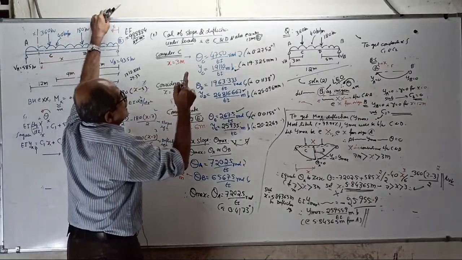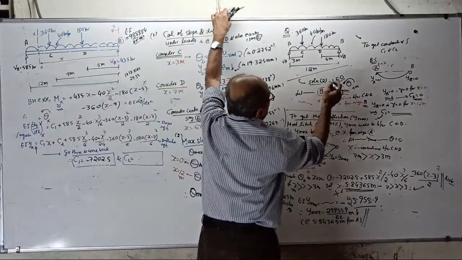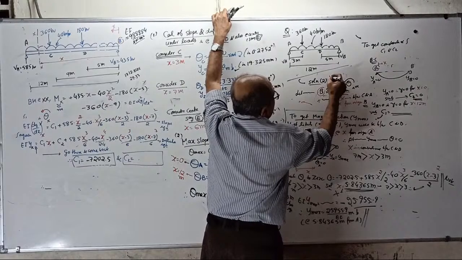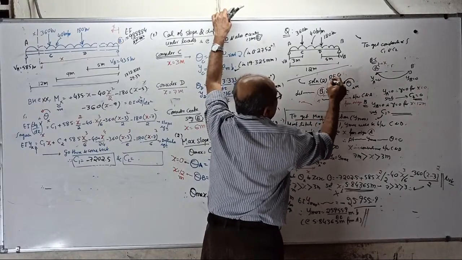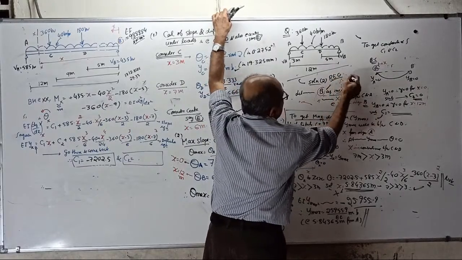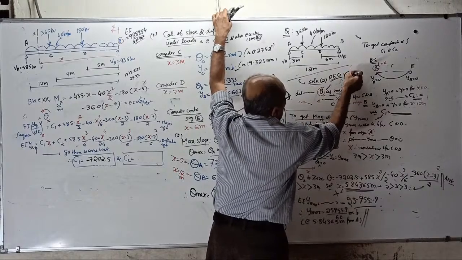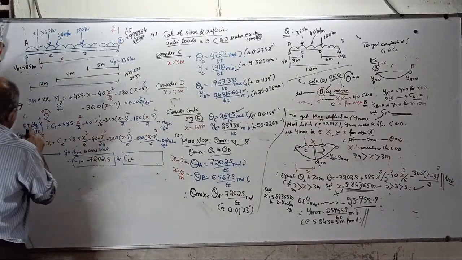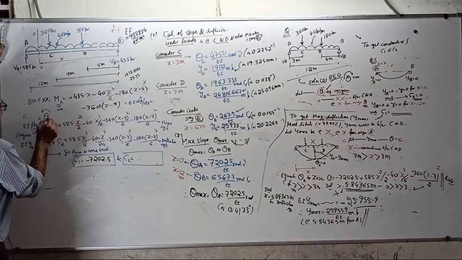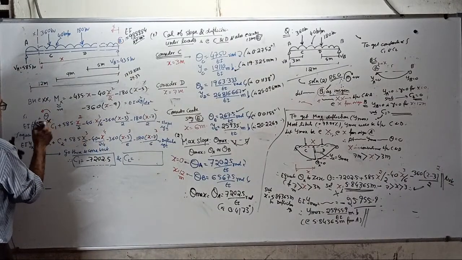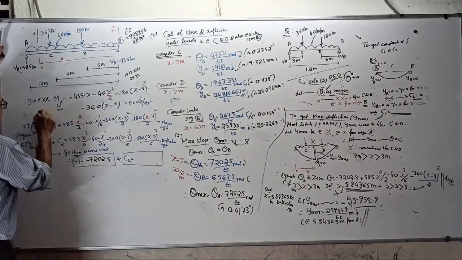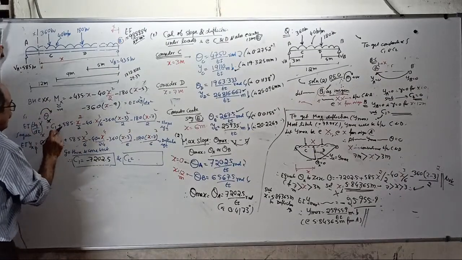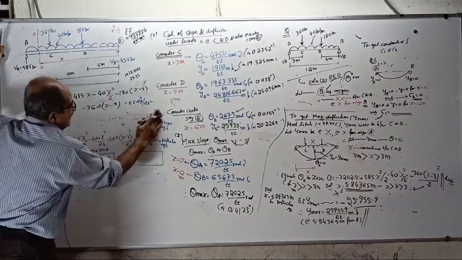Note also, right hand origin, therefore theta is clockwise positive. Start. EI theta x, but this time clockwise positive. C1 plus, I'll write once again here.